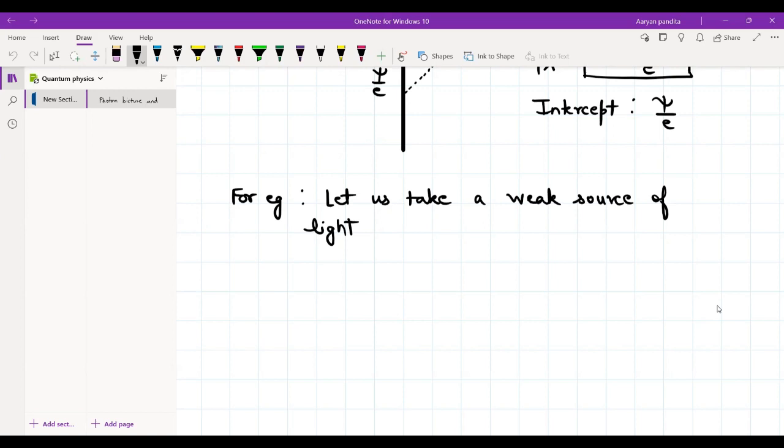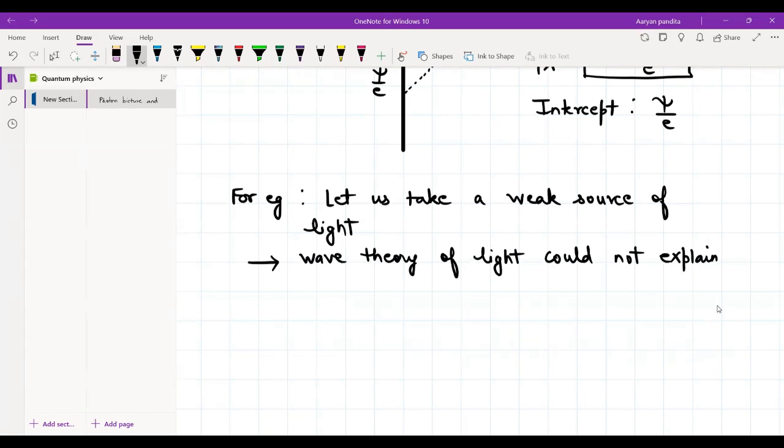So this is an important observation. If I could write down what I just explained: let us take a weak source of light. The wave theory of light could not explain instantaneous emission of electrons from the metal, because according to wave theory, it's a weak source. If it's a weak source, intensity is very less, so it will take some time for the electrons to gather that particular energy and come out of the metal.